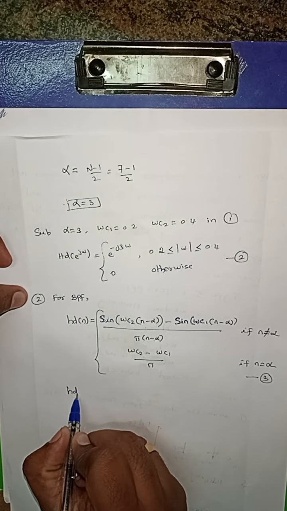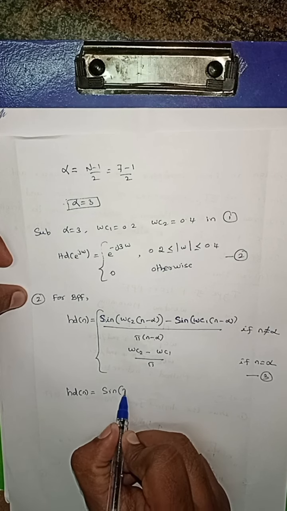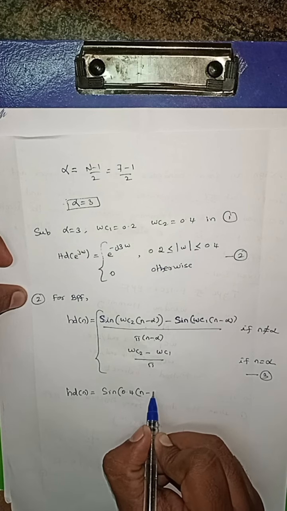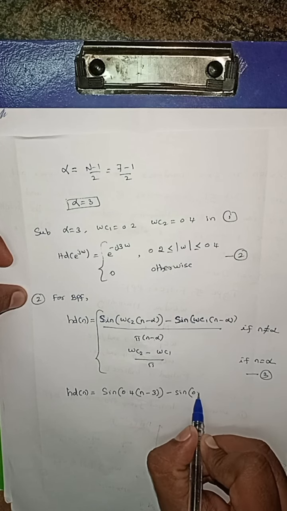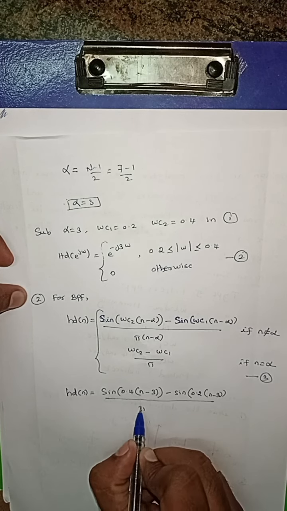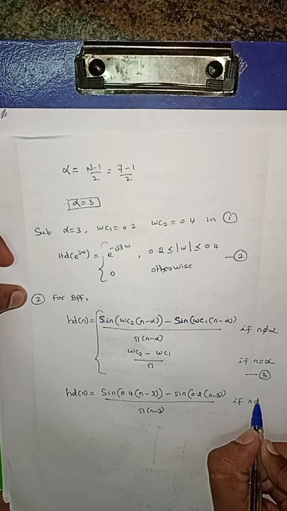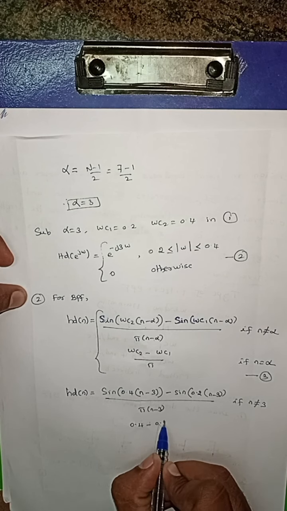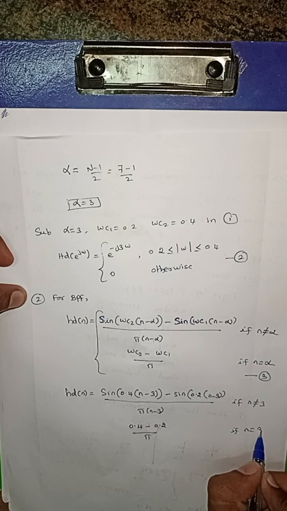So hd(n) equal to sine of, what is omega c2? That is 0.4, (n minus alpha value, 3), minus sine of omega c1 value, 0.2 (n minus 3), whole divided by pi of (n minus 3) if n is not equal to 3. Omega c2 value 0.4 minus 0.2 by pi if n equal to 3.